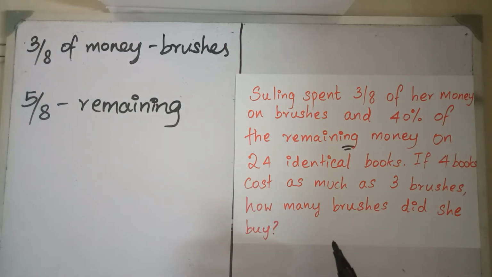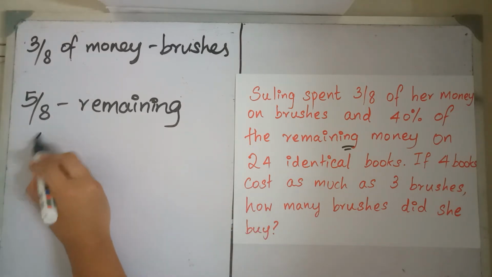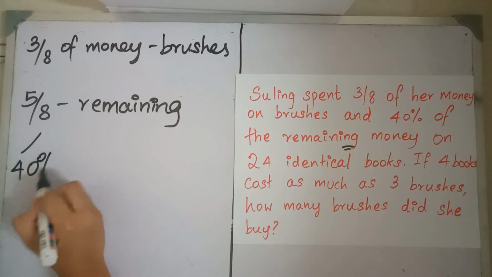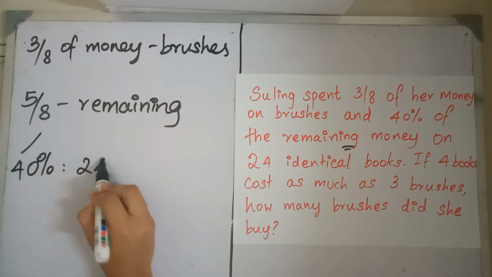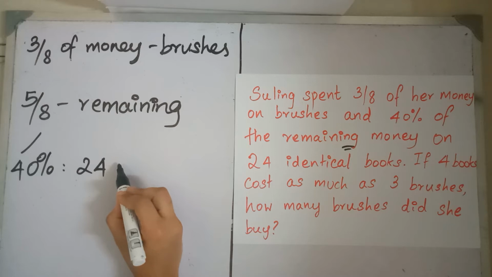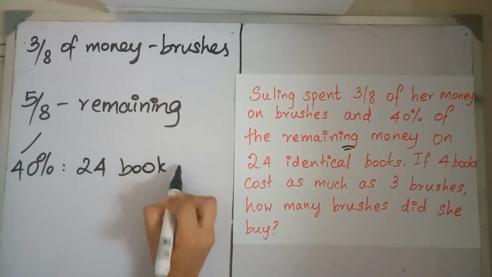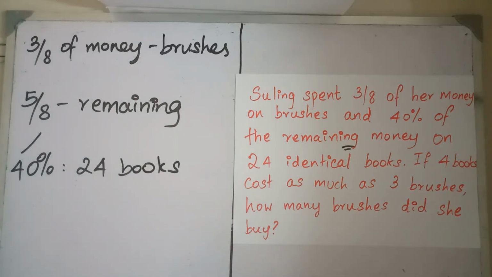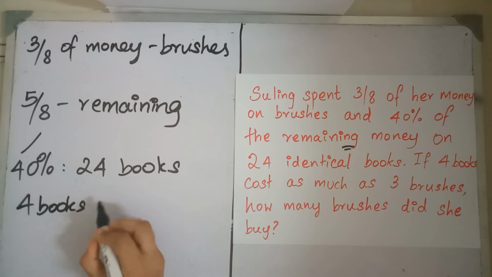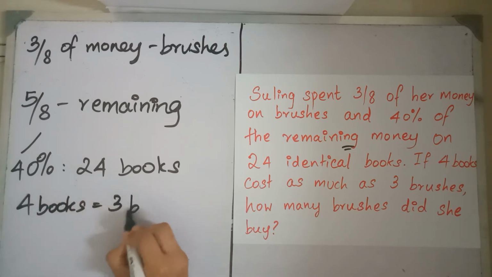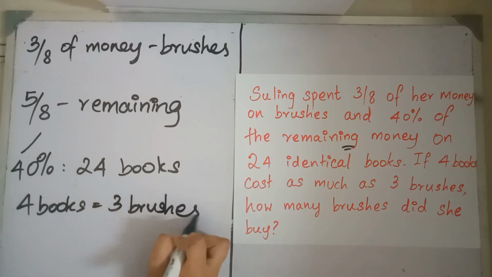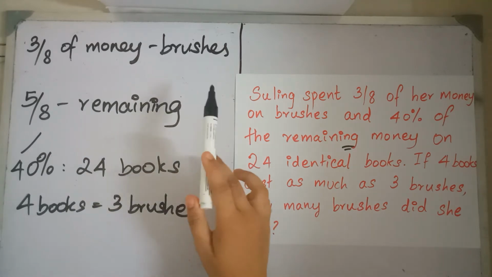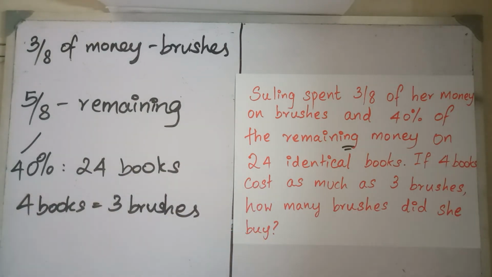Now 40% of this remainder is used for 24 identical books. So 40% is used for 24 identical books, meaning they all have the same price. Then the question states that 4 books cost as much as 3 brushes. So the price of 4 books is equal to the price of 3 brushes. And now we have to find how many brushes she bought at the beginning.